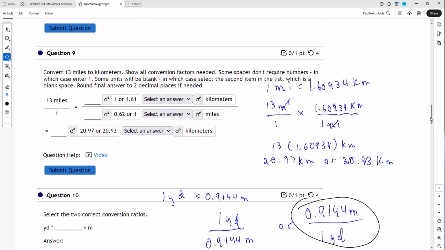Number 9. Convert miles to kilometers. There's my equivalence there. 1 mile is 1.60934 kilometers. Okay. So I want to create a cancellation, so miles cancels out and replace it with kilometers. So I end up with 13 times 1.60934 kilometers. End up with 20.97 kilometers or 20.93 kilometers.